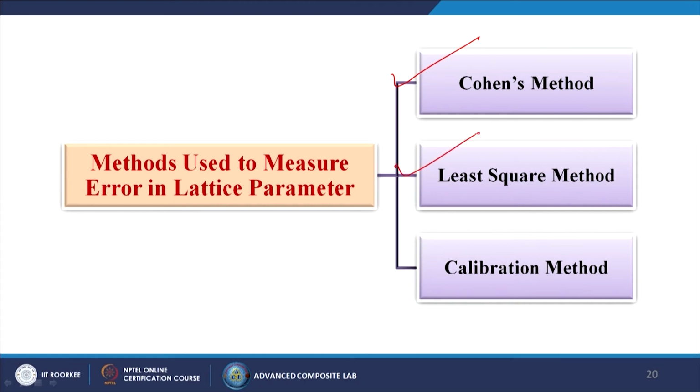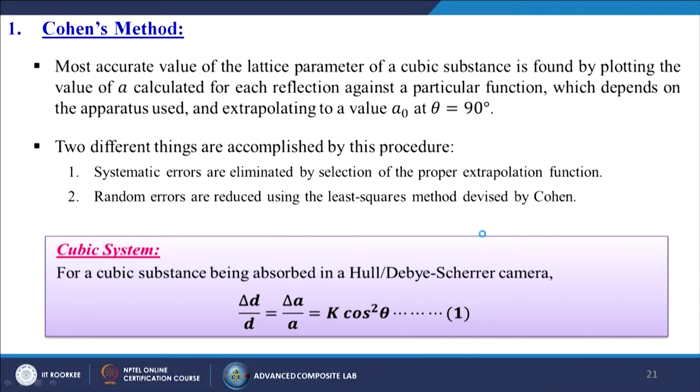So, now what are the methods to measure the error for lattice parameters? First one is called Cohen's method, second one is called the least square method, and third one is called the calibration method. When we discuss Cohen's method, the most accurate value of the lattice parameter of a cubic substance is found by plotting the value of A calculated for each reflection against a particular function which depends on the apparatus used, and extrapolating to a value A0 at theta equal to 90 degrees.